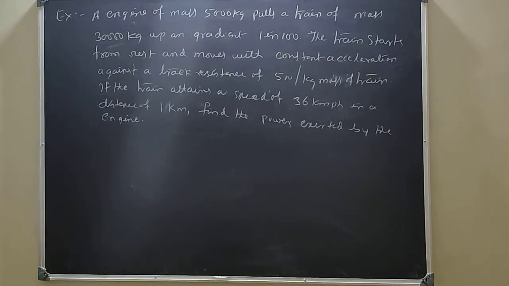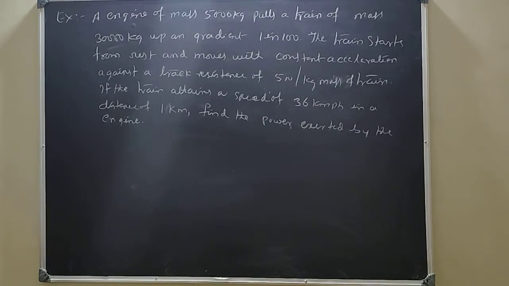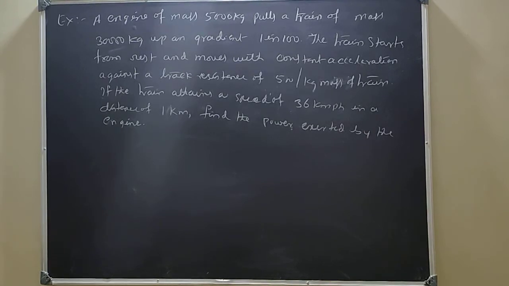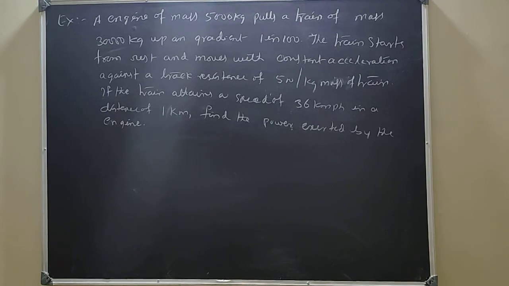Problem on the power calculation. Now the problem reads like this. An engine of mass 5000 kg pulls a train of mass 30,000 kg up a gradient 1 in 100. The train starts from rest and moves with a constant acceleration against a track resistance of 5 Newton per kg mass of train. If the train attains a speed of 36 kilometers per hour in a distance of 1 kilometer, find the power exerted by the engine.